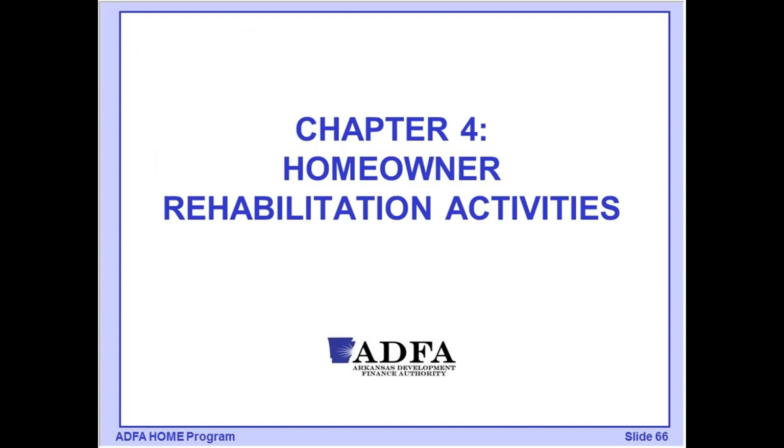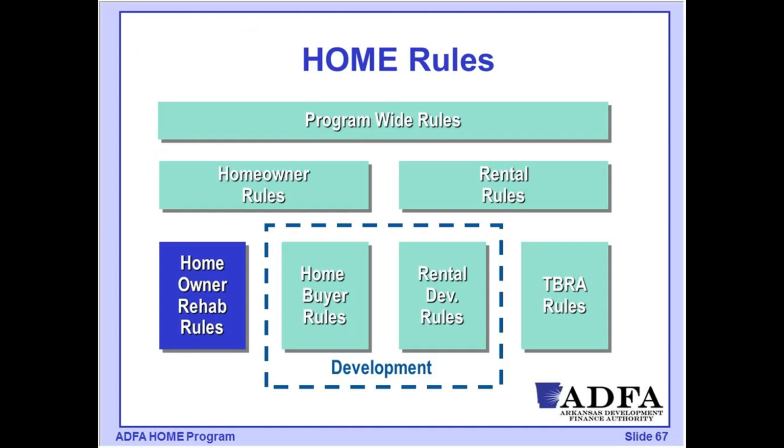Chapter 4, Homeowner Rehabilitation Activities. We're going to be talking through the activity-specific requirements, both the HUD requirements and the ADFA requirements for this, which is one of the 4 HOME-eligible activities. So we covered in some of the earlier sections, we have some rules that are for the HOME program that are HOME program-wide.